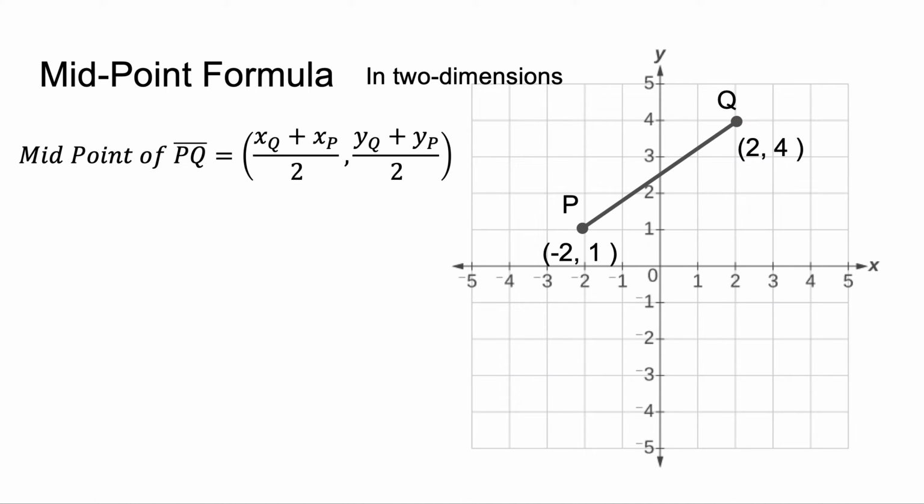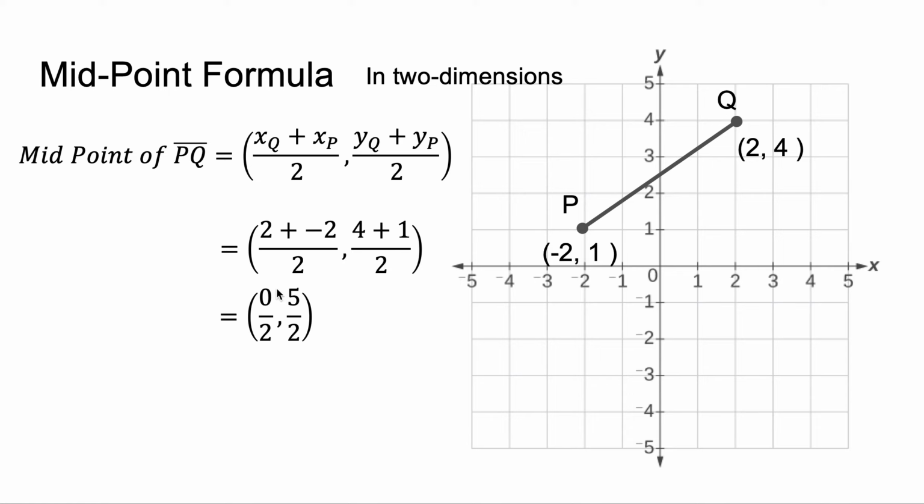Let's see if we can use it. Okay, let's put these numbers in. X values are 2 and negative 2. Y values are 4 and 1. Just sub them in. You get 0 over 2 and 5 over 2. So you can write 0 and 5 over 2, or if you're a decimal person, write 0 and 2.5. And then just draw it in, check it looks right, and check it is right.